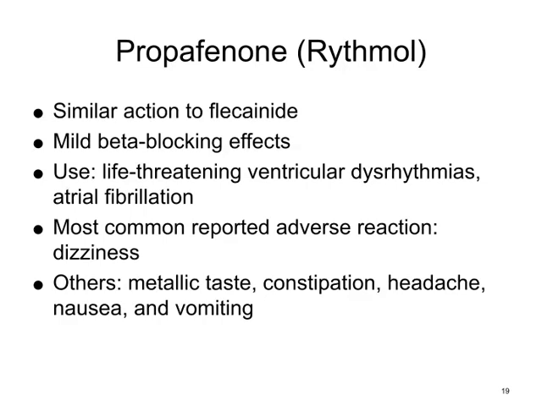Propafenone or Rhythmol, very similar to flecainide, which we just discussed, but it also has a little bit of beta blocking activity. So this is why it's used for AFib as well. Again, it has to be a life-threatening form, life-threatening ventricular dysrhythmias. Causes dizziness, and some other concerns that patients have are the metallic taste and constipation. So you can read those here.